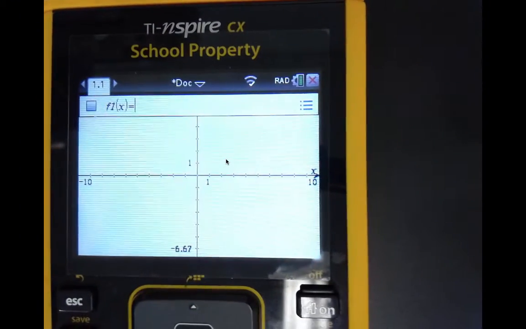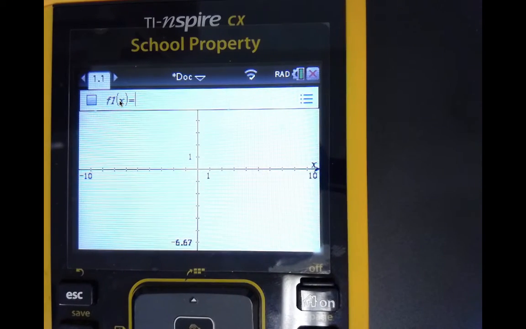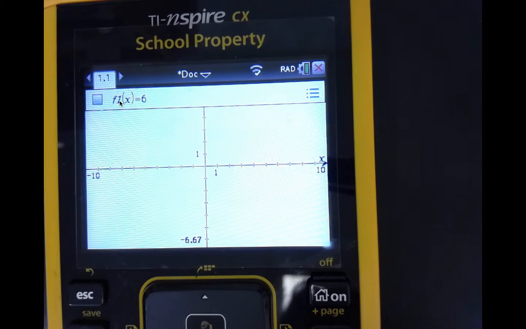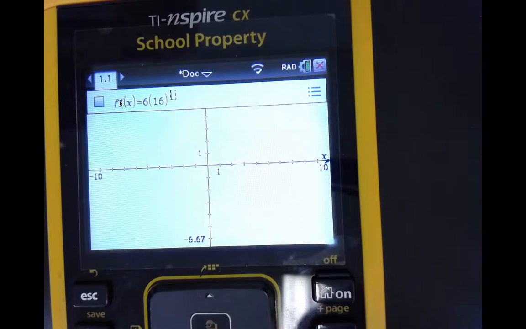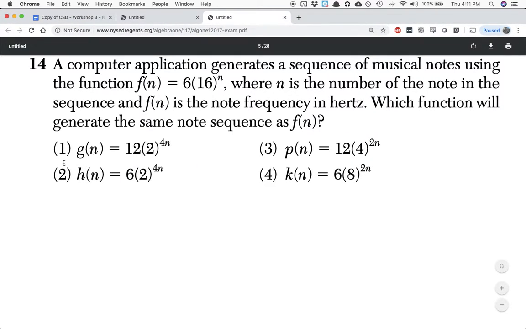Over here I've got my graph. I'm going to graph the first thing they gave us. F of n equals 6 times 16 to the power of n. I'm using x, so I'm just going to do 6 times 16 to the power of x. Graph that first. I see a line going this way. Beautiful. Next, let's try answer choice 1.